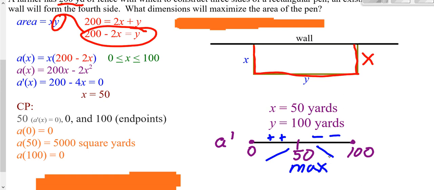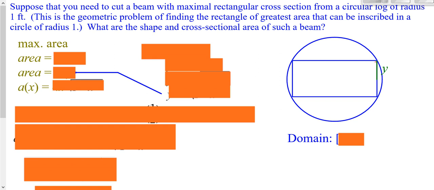That's another way you can go ahead and show that you have a maximum there, besides looking at your closed interval from section 1. So, next problem. Read through this and then start the video again.